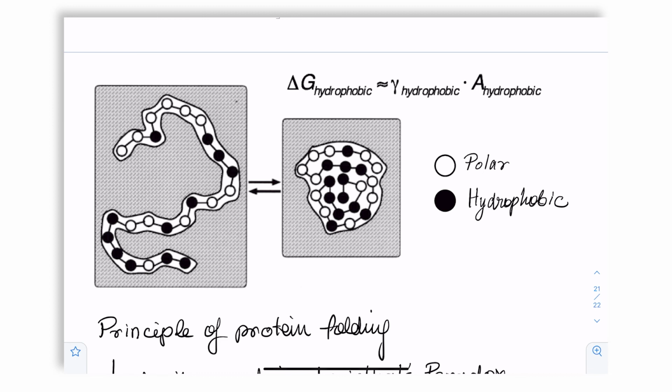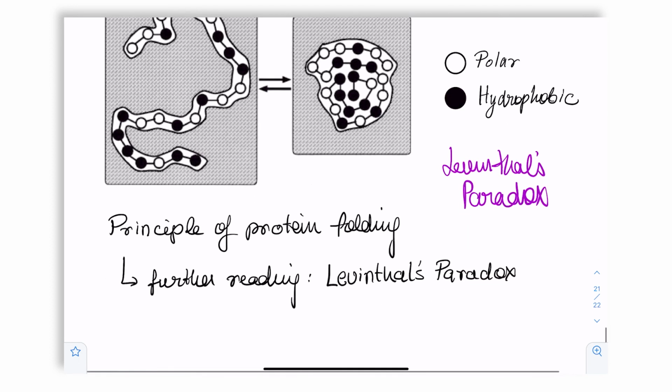This is also sometimes called the Levinthal paradox. Some of you may have come across it in biology, and some of you may want to learn more about it. Please refer to biochemistry textbooks. I will not be dealing with it in detail because it's more of a mathematics problem, but there are fascinating combinatorial questions that arise out of it.